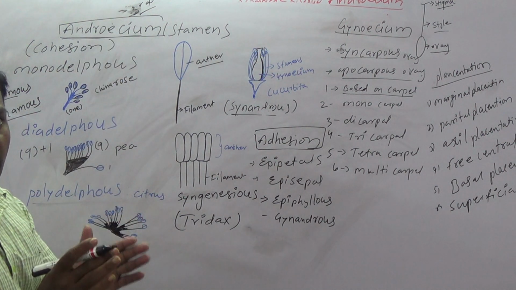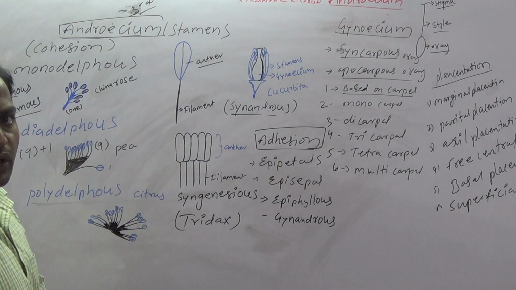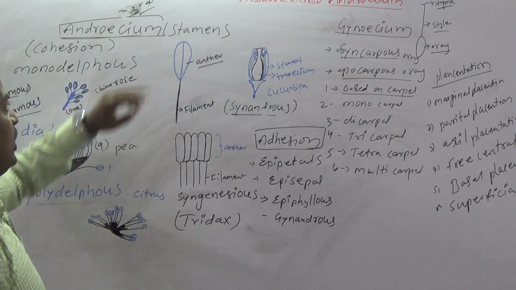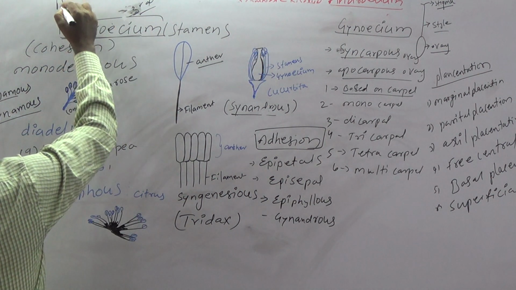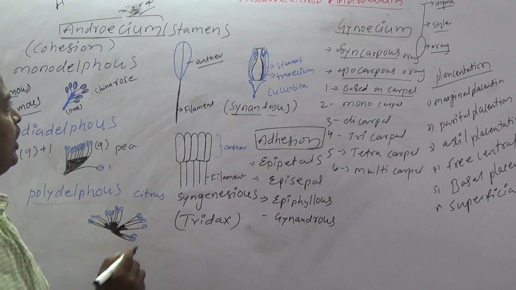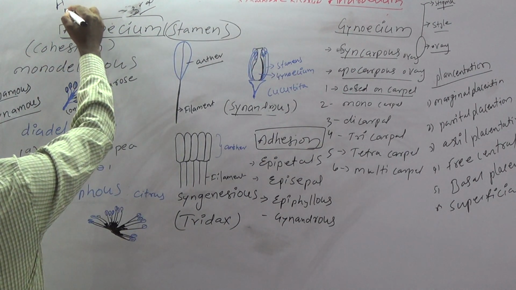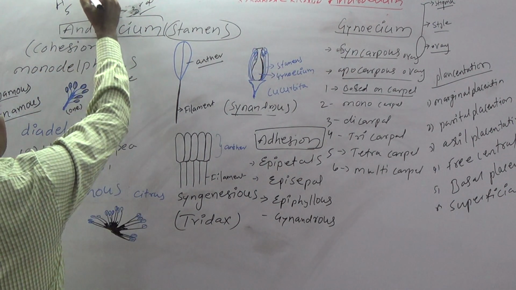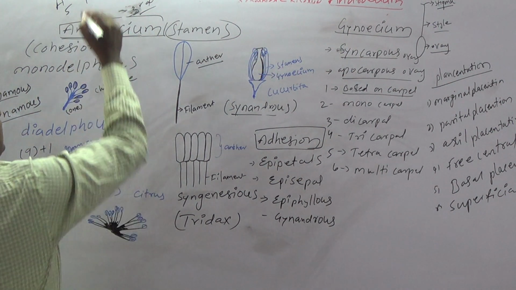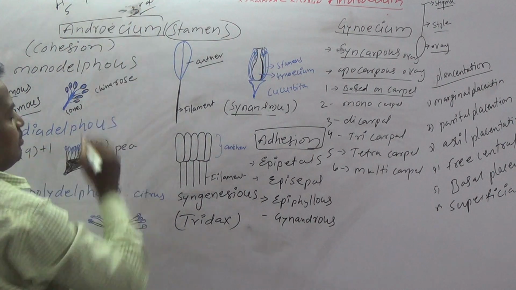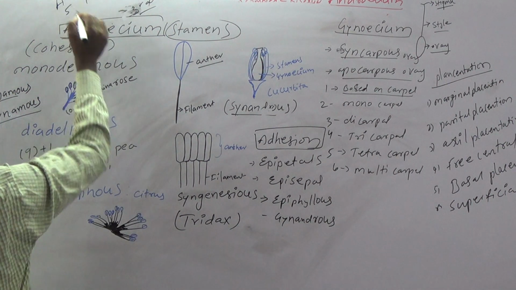What is the position of the androecium in the floral diagram? Third. What is the formula of the androecium? A. Every unit of androecium is called stamens. If there are 5 stamens, A5. If there are 10 stamens, A10. If there are 6 stamens, A6. Are you clear? That is the floral formula of the androecium.